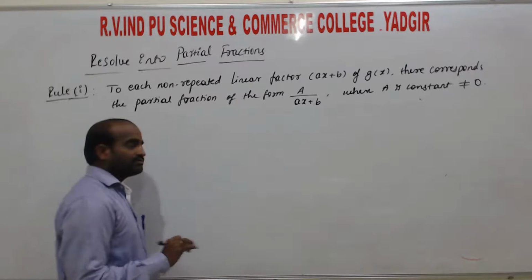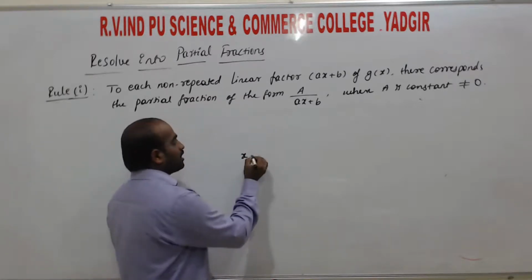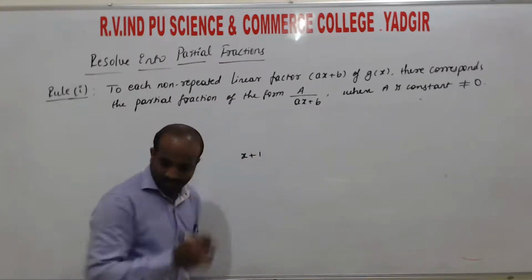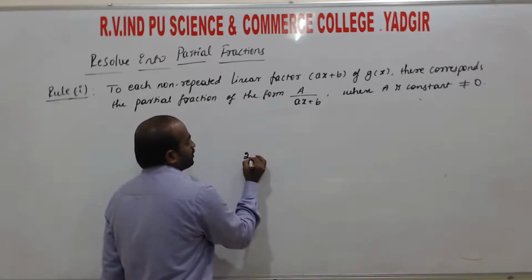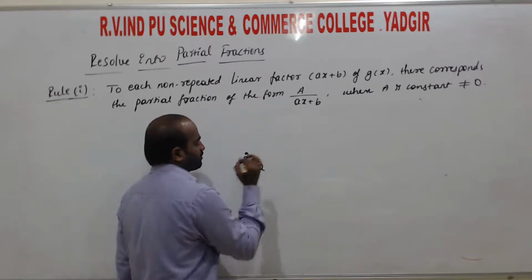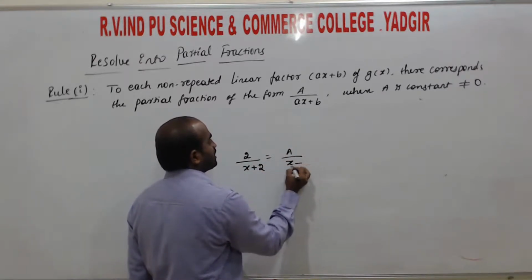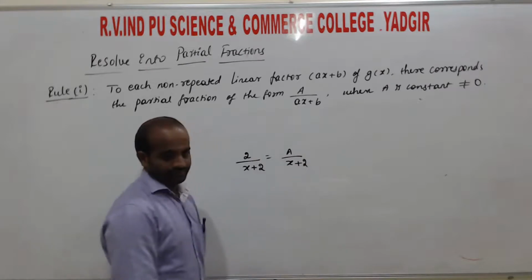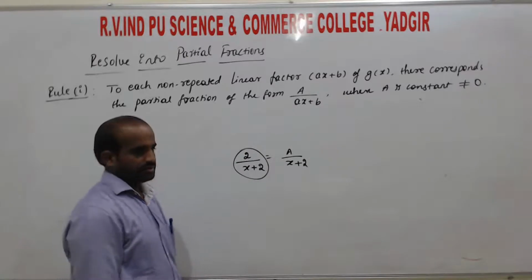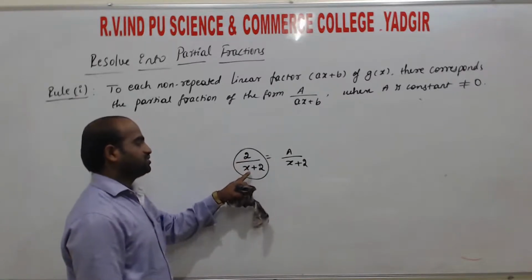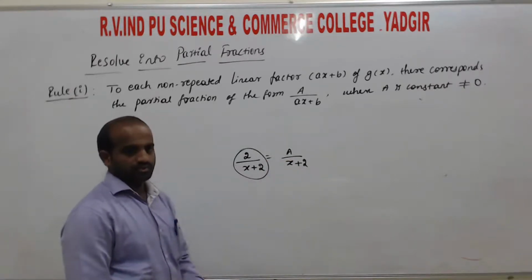For example, (x plus 1) divided by (x plus 2). We have to take A divided by (x plus 2) only. This is a proper fraction: f of x has degree 0, g of x has degree 1. So A divided by (x plus 2).